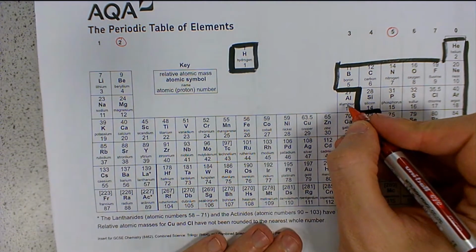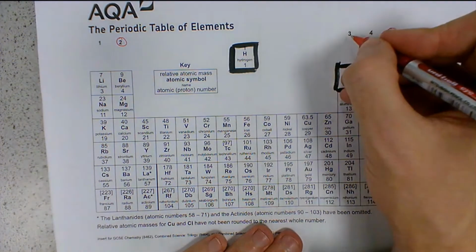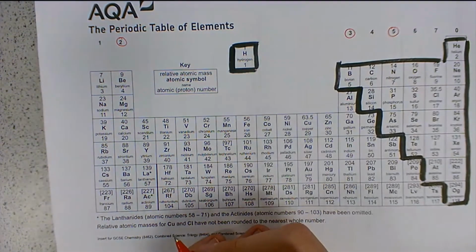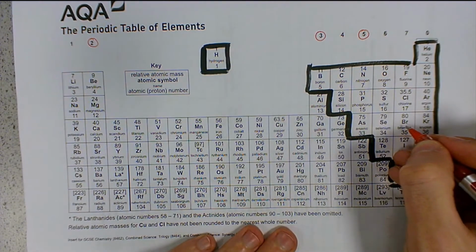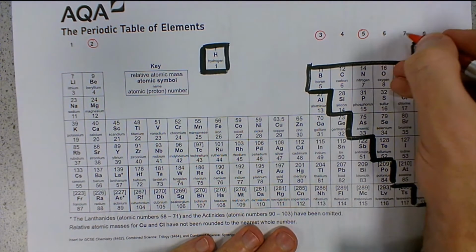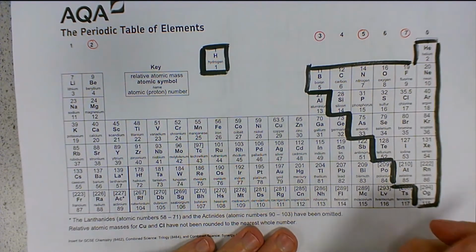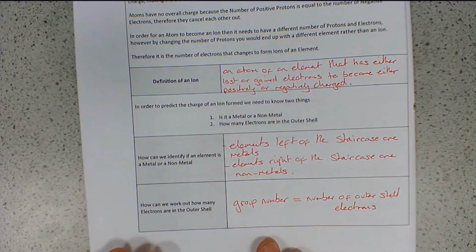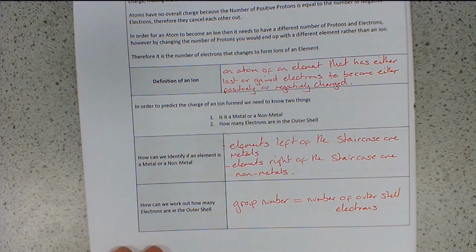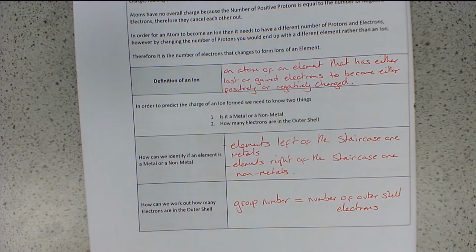Aluminium is left of the staircase, so it's a metal, and it's in group 3, so it has 3 electrons in the outer shell. And then bromine is to the right of the staircase, so it's a non-metal, and it's in group 7, so it has 7 electrons in the outer shell. So once we can identify whether it's a metal or a non-metal, and which group it is in, and therefore how many electrons in the outer shell, we now have everything we need in order to predict the charge of the ion that those atoms will form.